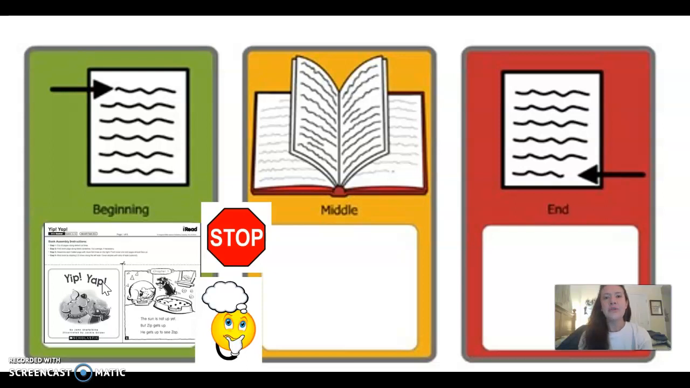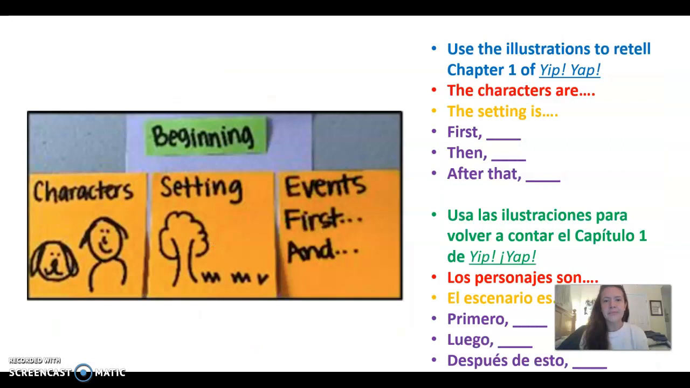After we read a chapter, it's easy to sometimes forget what happened when we read so many pages. So after we read a chapter, we always want to stop and think about what just happened in that chapter, about what the characters did, about where the setting was or where the story takes place. And then what happened? What did the characters do? What were the events that were happening?